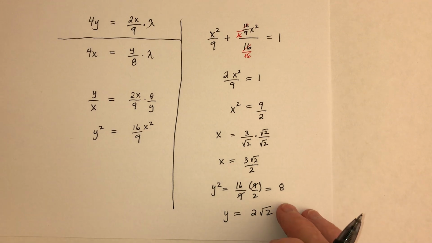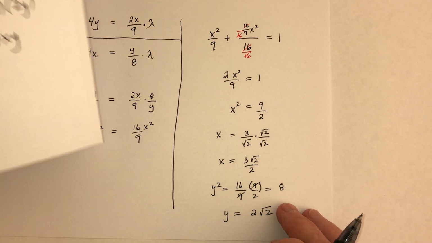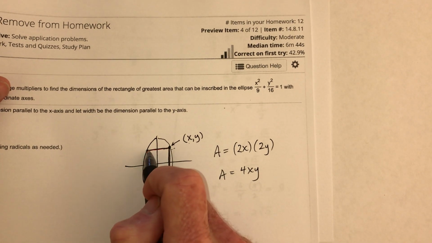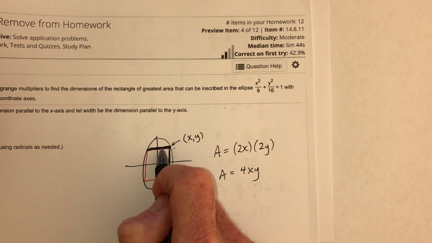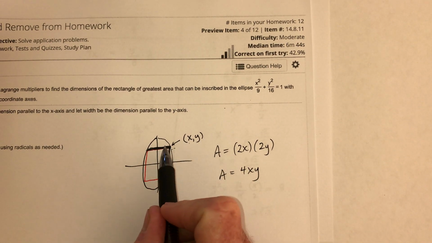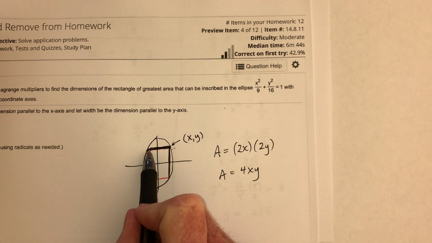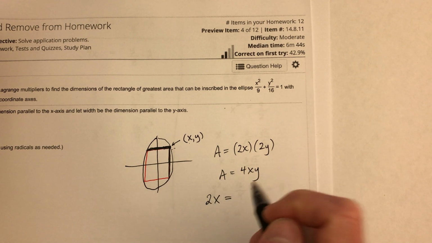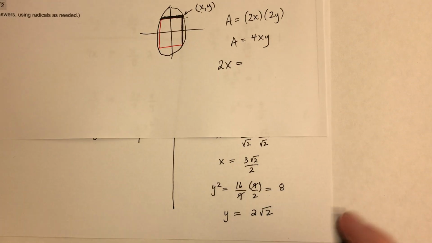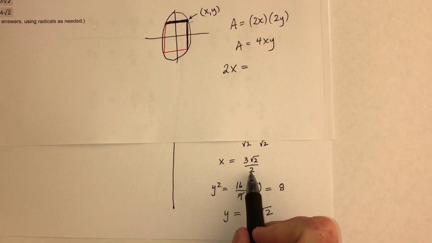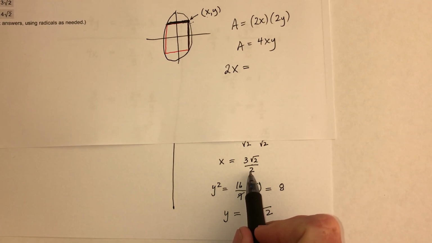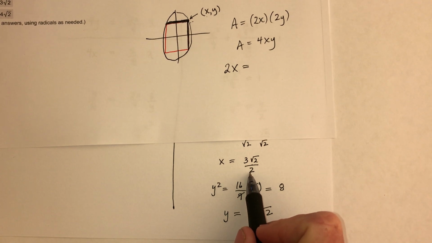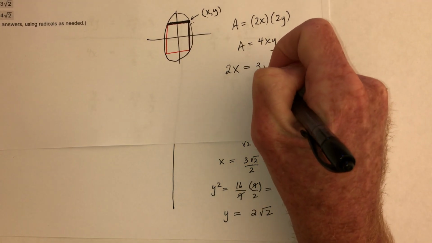Now keep in mind that in this picture, this length right here is actually an x plus another x. In other words, it's 2x. So that means that 2x equals 2 times this. And when you multiply this by 2, then it's going to get rid of this 2 in the denominator. So it's going to be 3 radical 2.